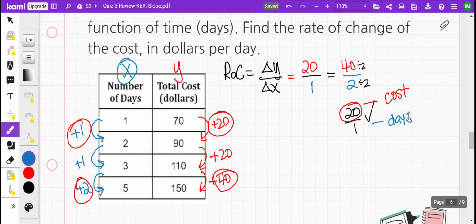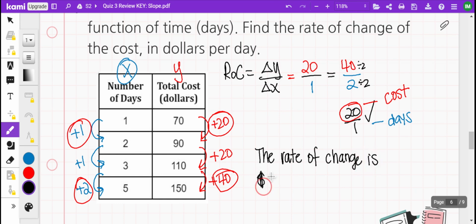So my answer to this problem would be that the rate of change is $20 per day. That means that if I wanted it for an extra day, how much is the cost changing by? It's changing by $20 each day. Okay.